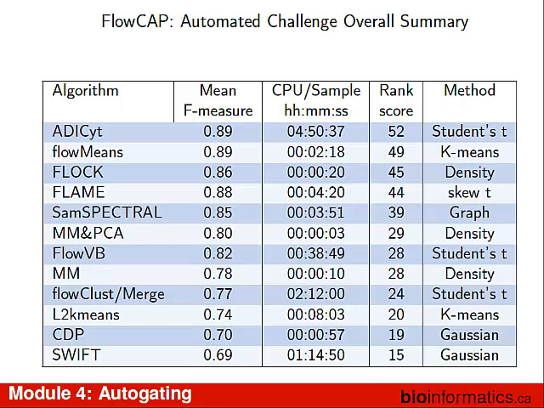Having said that, if this was one, that means that we have put all the same dots into the same gates as the human had done. So many of the methods are doing quite well. This is how long it took those algorithms to run per sample. Some of these methods take longer than others, some are very quick. And then we scored them based on all the different data sets they looked at.